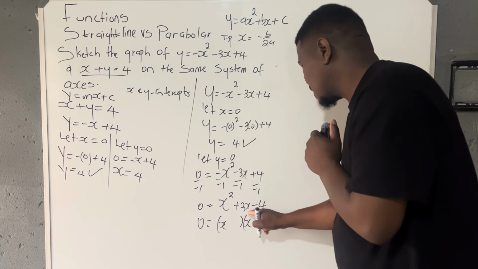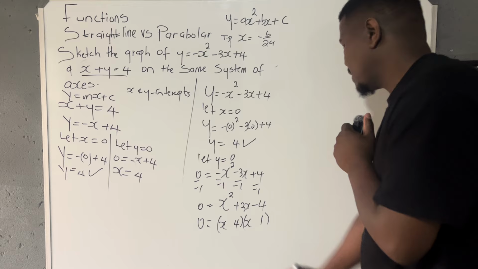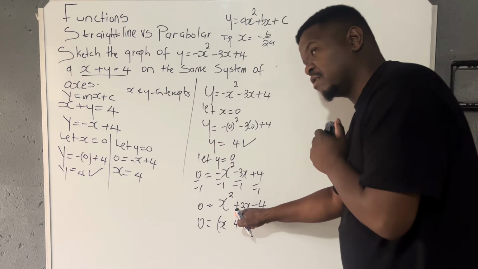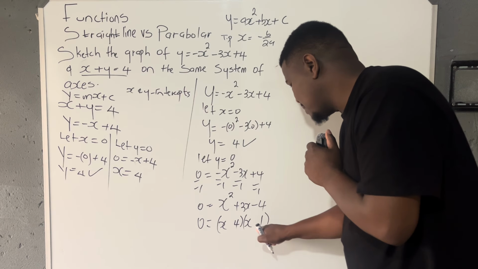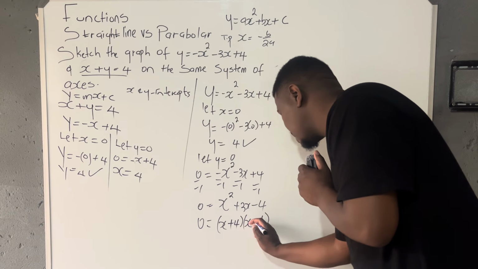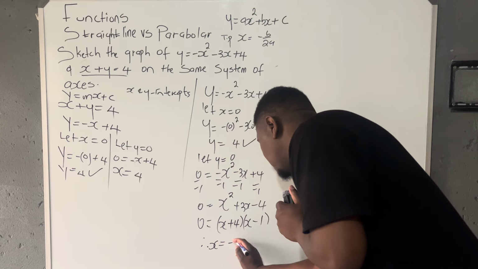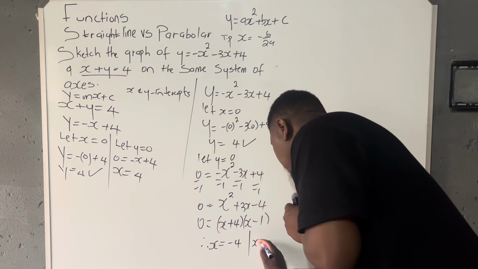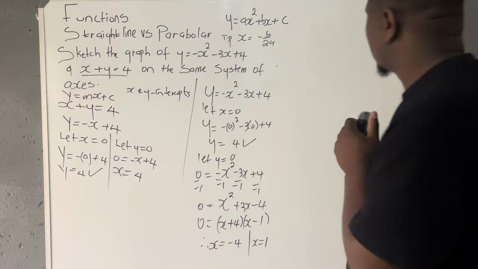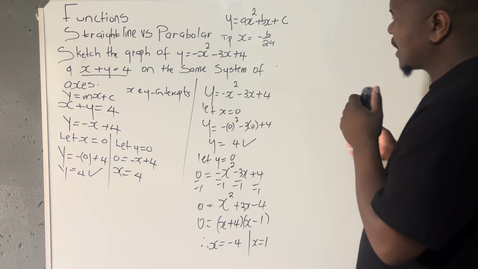So factors of 4 that can give us 3 are 4 and 1. But since my middle term is positive, I must make sure the bigger number between the two takes the sign of the middle term. So it's going to be a positive there, negative there. So automatically, it gives my x to be negative 4 and another x will be positive 1. So what do I need from now? I just need the turning point. Then I can now draw my graph.